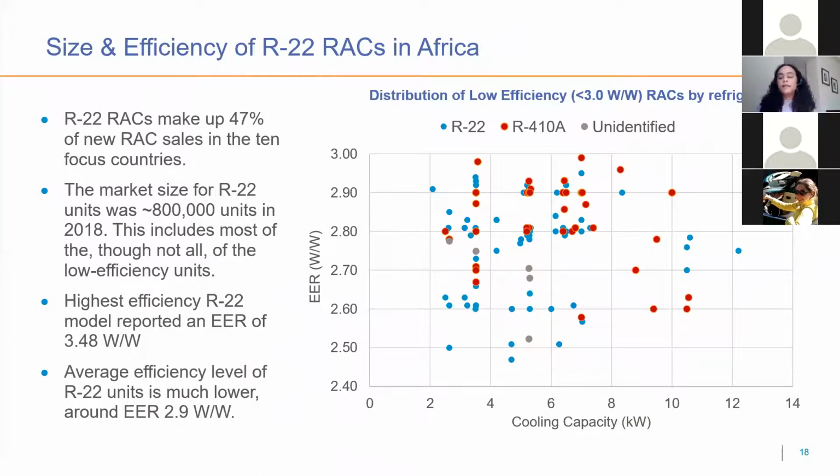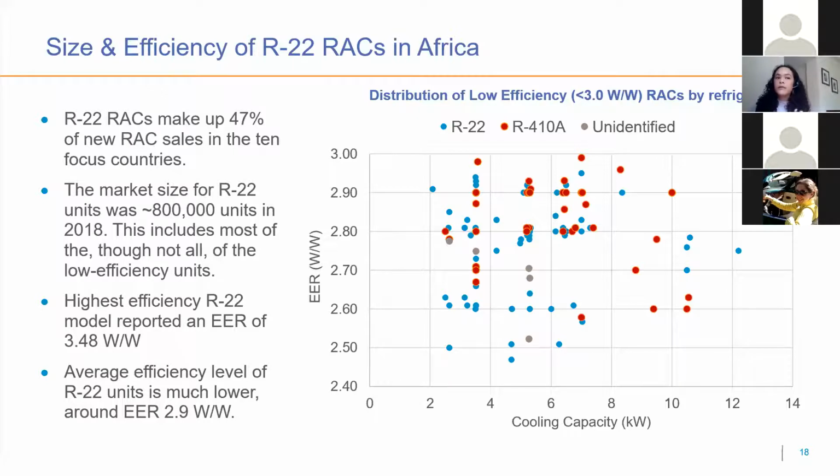So in addition to examining ACs based on their efficiency level, we also looked at our data based off of the refrigerant type. So when we looked by refrigerant type, and specifically when we looked at R22, because R22 is scheduled to be phased out globally, we saw that R22 room air conditioners made up 47% of new sales in the 10 focus countries. So the market size for R22 units was approximately 800,000 units.